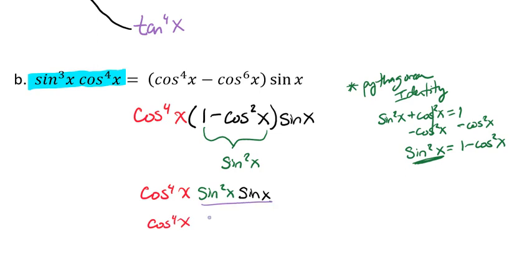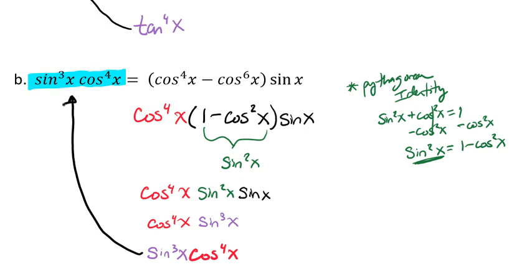And if we multiply those together, that will give us a sine to the third power of x, which is what we're looking for. We just have it written in a different way, which is not a problem because 2 times 3 is the same as 3 times 2 using our commutative property. So we can just rewrite this as a sine cubed of x times a cosine to the fourth of x. And now we see that we match and we verified our identity.